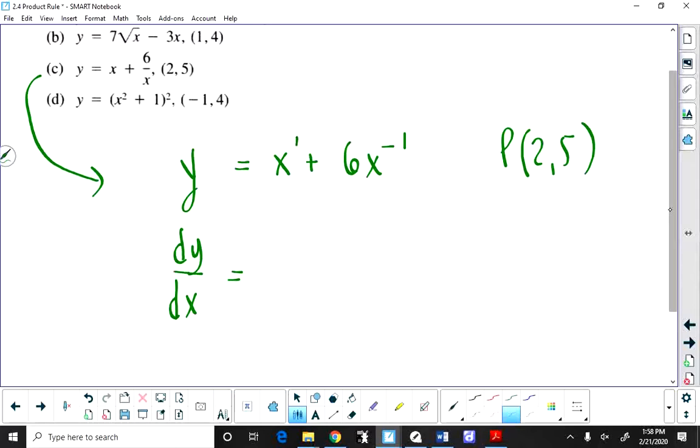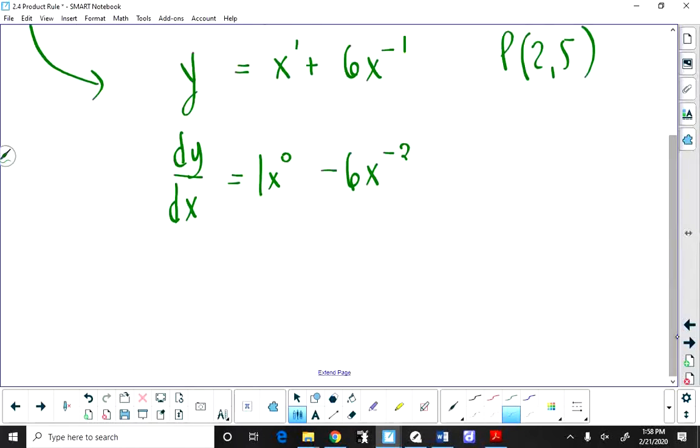So you swing the exponent down in front of the variable. The base remains the same. You drop 1 from the exponent. We swing this exponent down in front and multiply by the 6, and you get negative 6. The base remains the same, and you subtract 1 from the exponent. So what you end up with for a derivative is that the derivative of this function is 1 minus 6 over x squared.